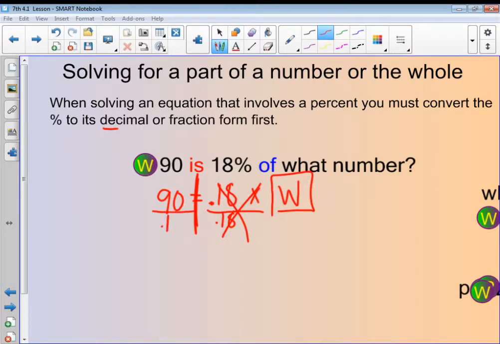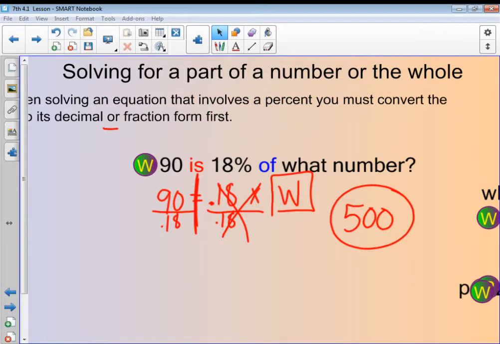Divide by 0.18. So 90 divided by 0.18 gives me 500. Okay, so 90 is 18% of 500. Okay, so I'm going to go ahead and slide one out and have you guys try that one.